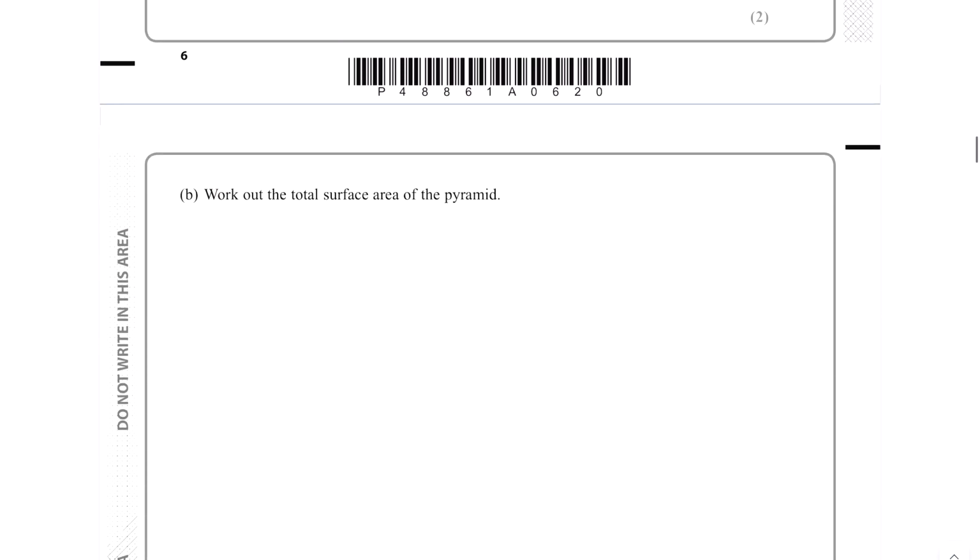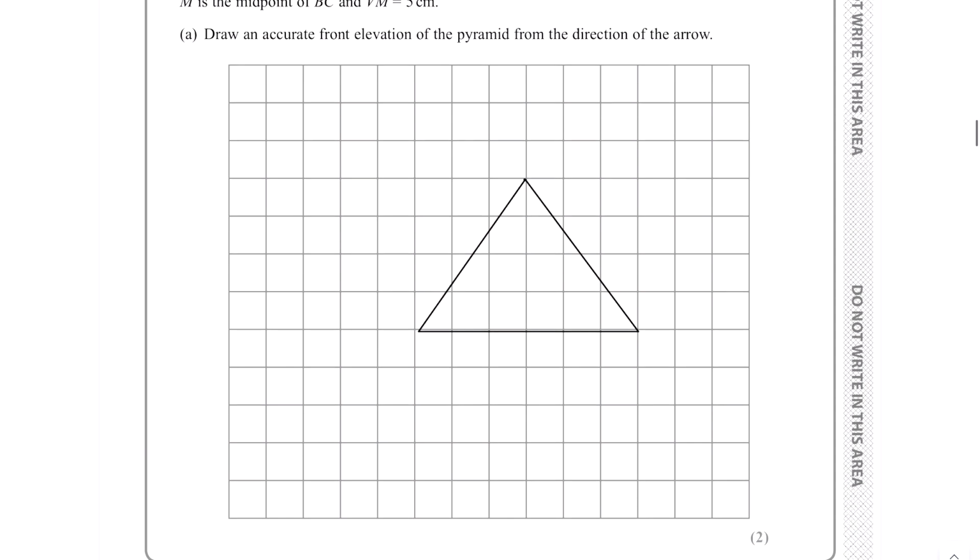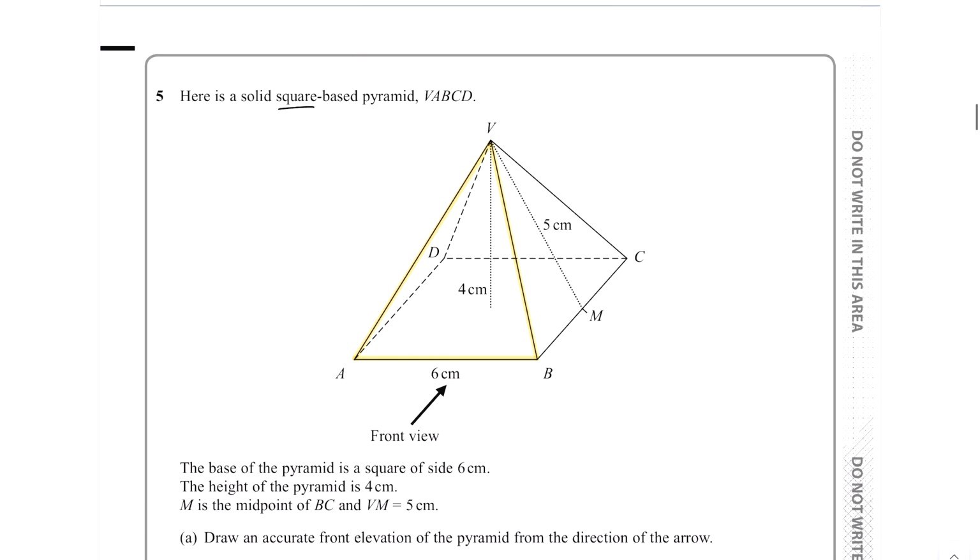Part B, work out the total surface area of the pyramid. So the surface area is just all the outside faces. So we can start with the bottom. So if I just again use my highlighter and I use a green one, the bottom is going to be that.